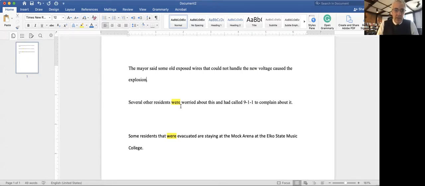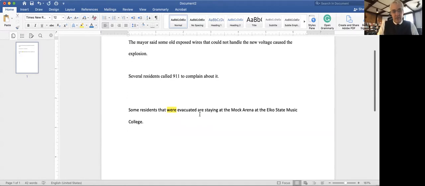Down here, we have another to-be verb form, were. First of all, we can get rid of the word other for starters, because if you're talking about additional residents and it's plural, you don't actually need the word other. And if they called 911, anytime someone calls 911, it's because they're concerned about something. So we don't really need to include this detail. We can just write several residents called 911 to complain about it.